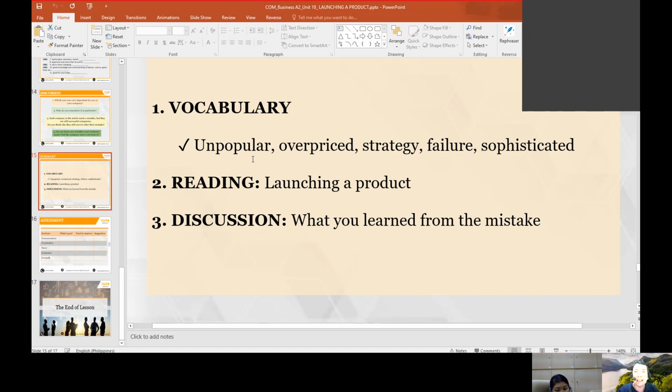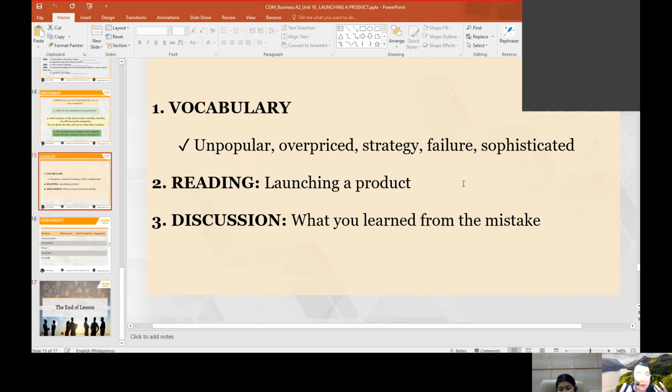So that's the reason. One of the reasons also is not just that it's unpopular, it's overpriced. If it's overpriced, it's unpopular, so what would be the result? It becomes a failure, right?